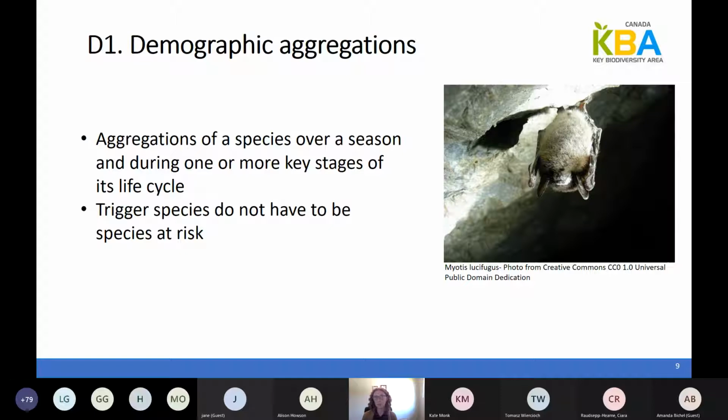So an example of a D1 KBA could be an area with bat hibernaculum. So in the spring and summer, they live more dispersed, but in the winter, they come together and aggregate during this key pregnancy life stage. And another example could be salamanders that come into a single pool to breed in the spring.